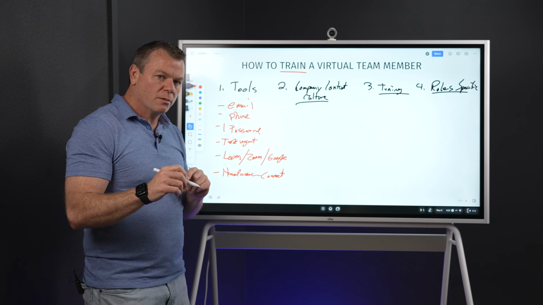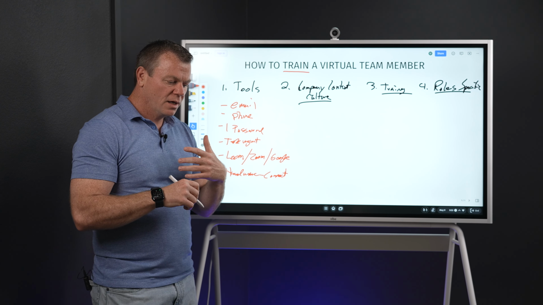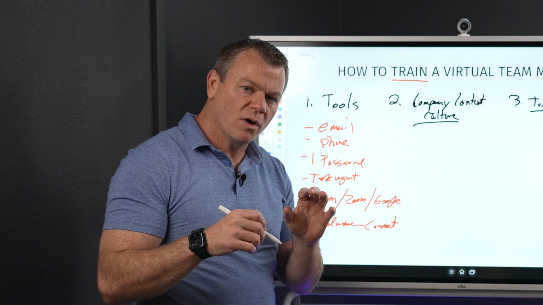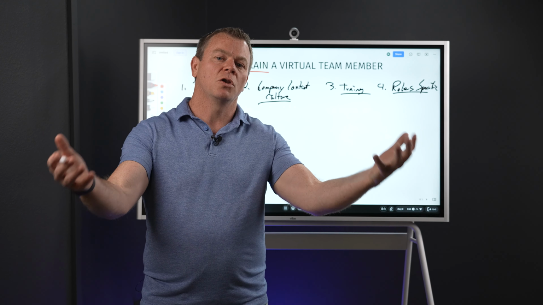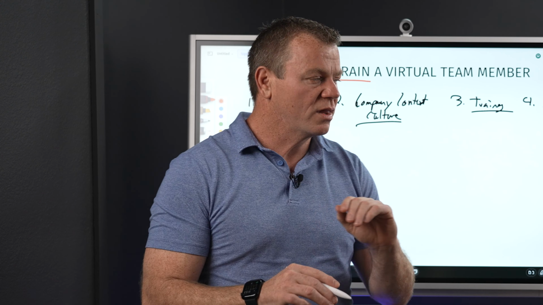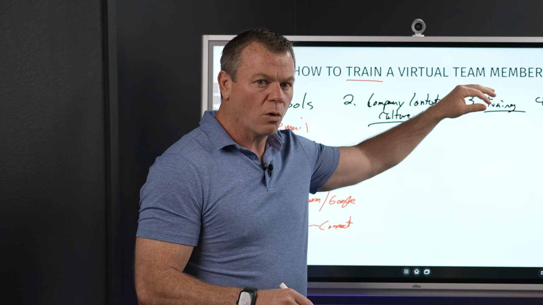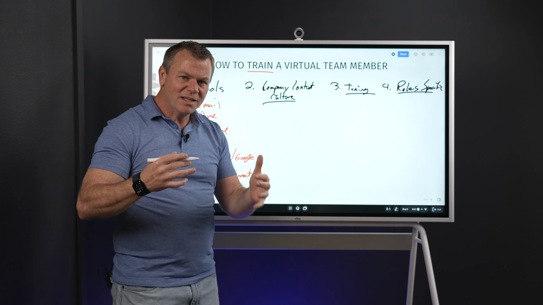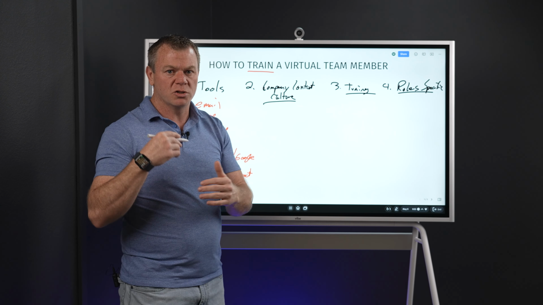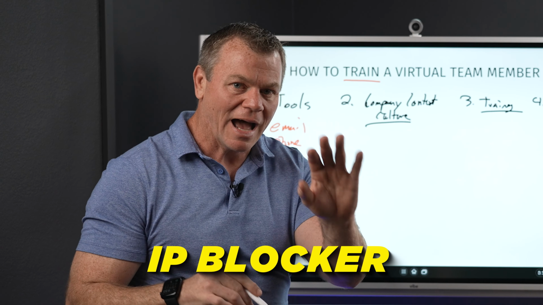Now, another really important tool is an IP blocker. If I'm in Sacramento and I search in Google for something, it's going to bring up local results first. Well, it's the same with a virtual team member. Wherever they are in the world, Google is going to deliver local results first. And so it's going to be very difficult to go online and search, and you might need an IP blocker.